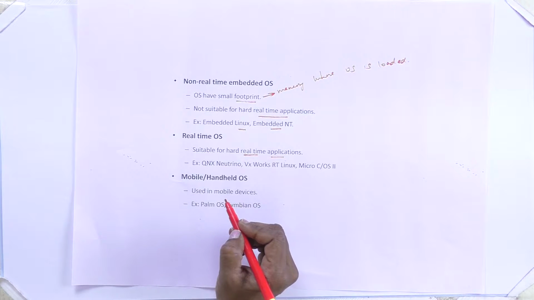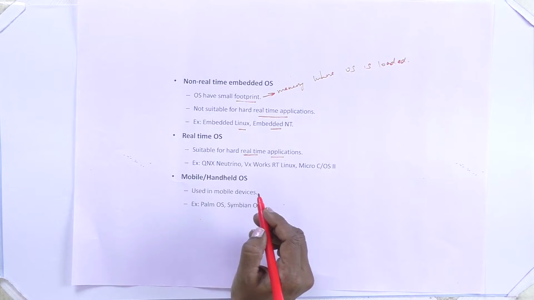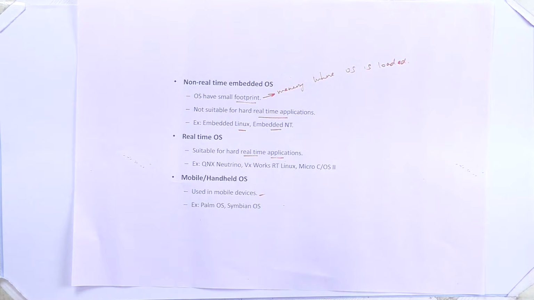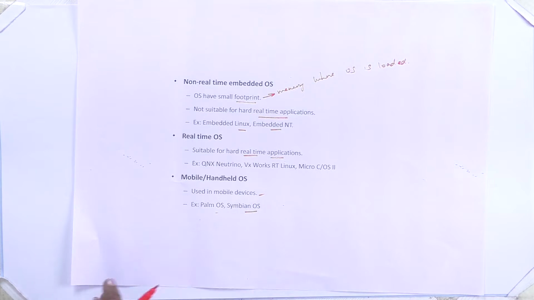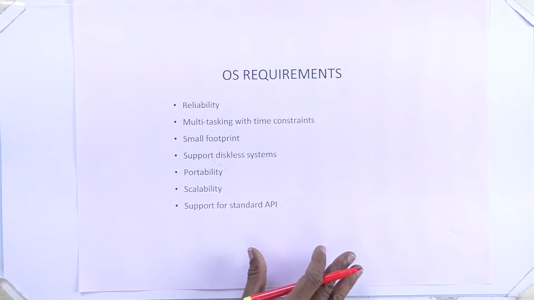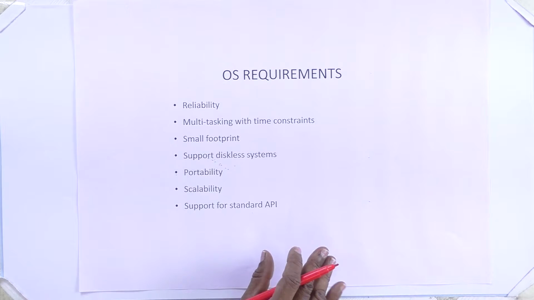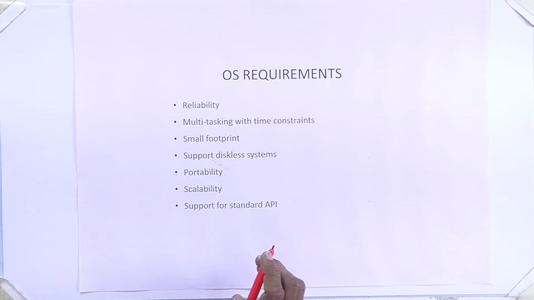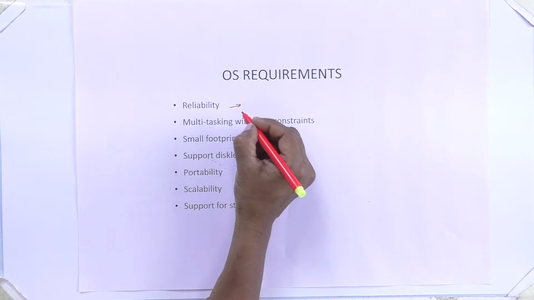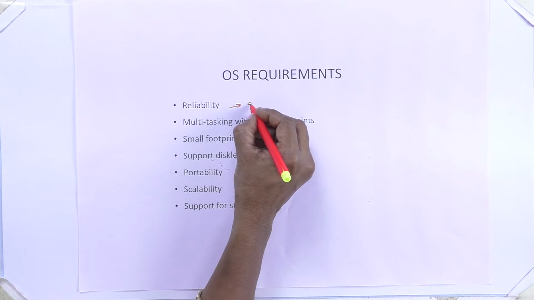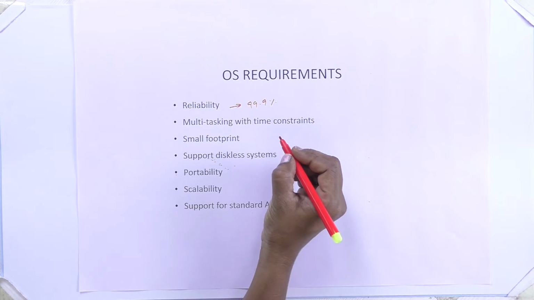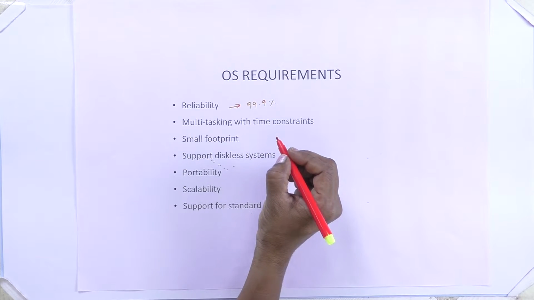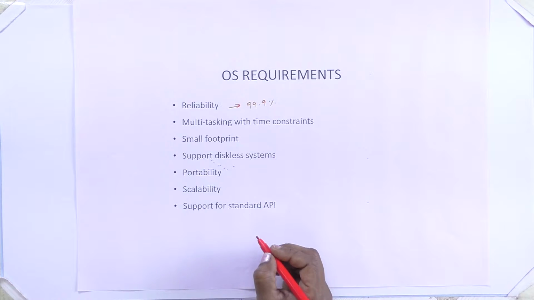As we discussed, the mobile handheld OS could be used for mobile devices. Examples are Palm OS and Symbian OS. So in order to meet the OS requirements, what are the criteria we should satisfy? First could be reliability. The OS should be 99.9% reliable. It has to work for continuous hours without any software conflict.